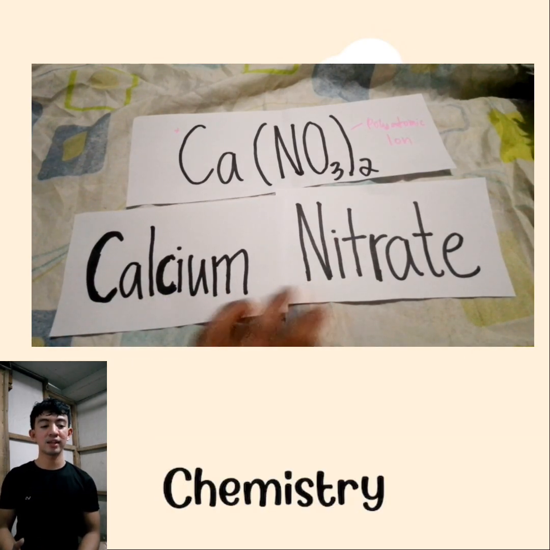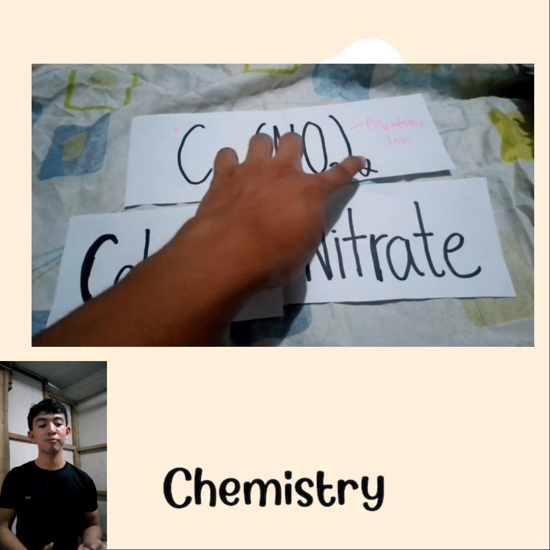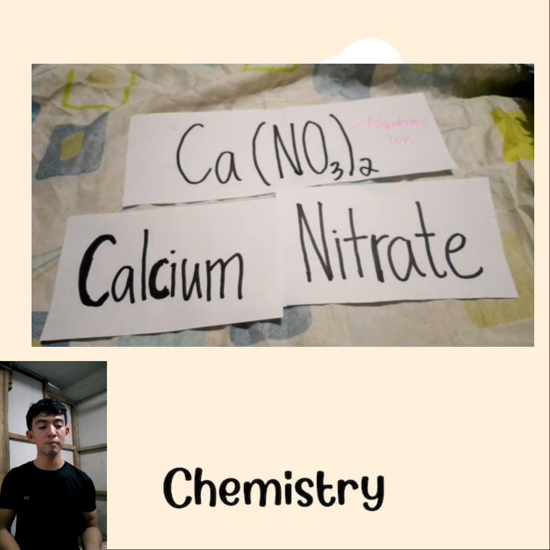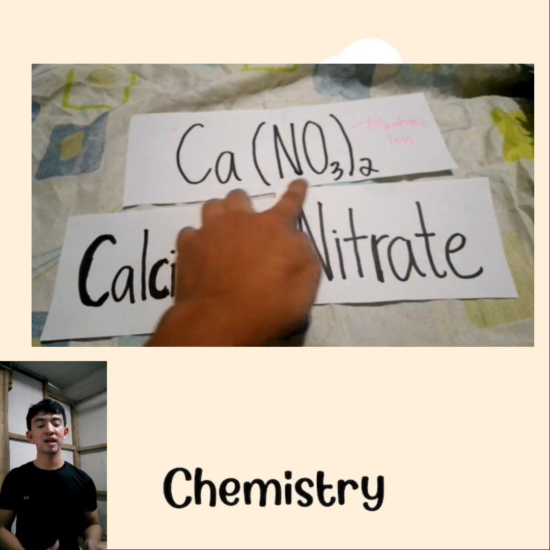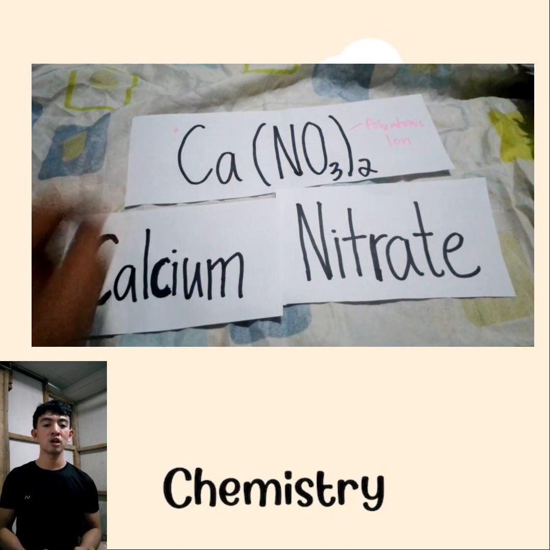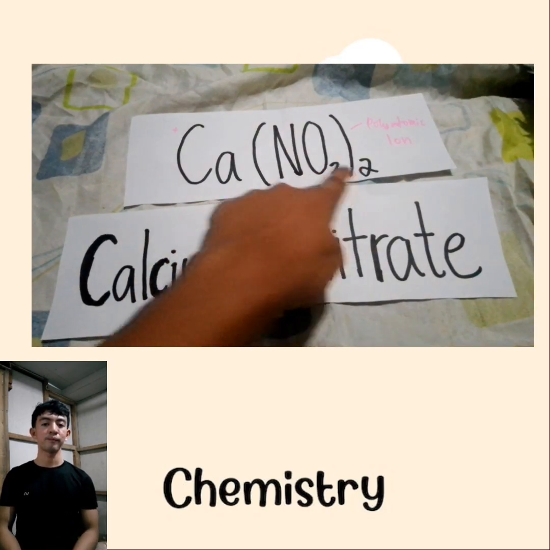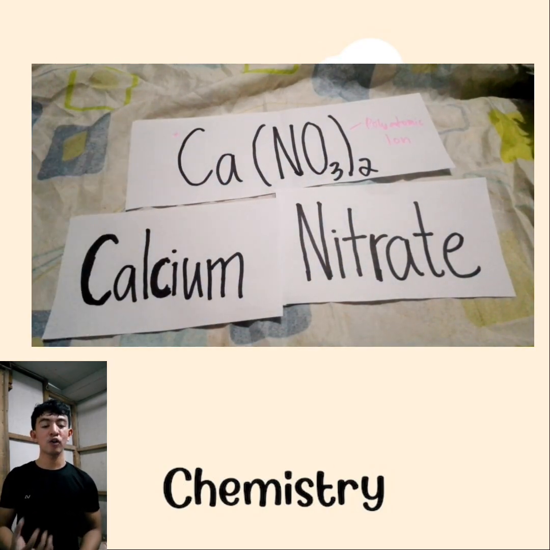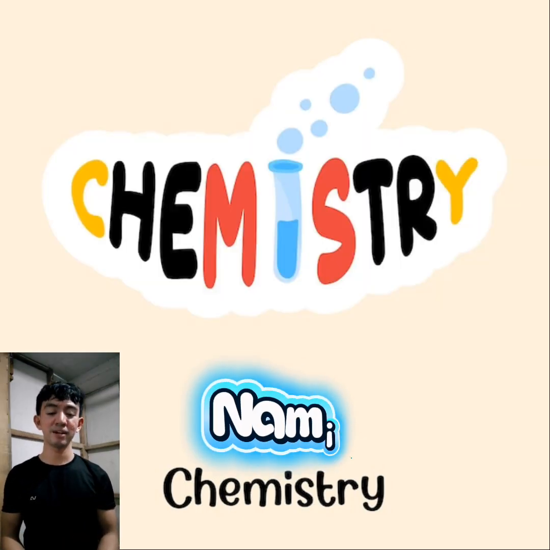Take note that in this second example, there are open and close parentheses. This is for you to determine the number of polyatomic ions present in this compound, and the number 2 is actually from the charge of the calcium. So that's it on how you name the compounds with polyatomic ions. The third category is about naming acids.